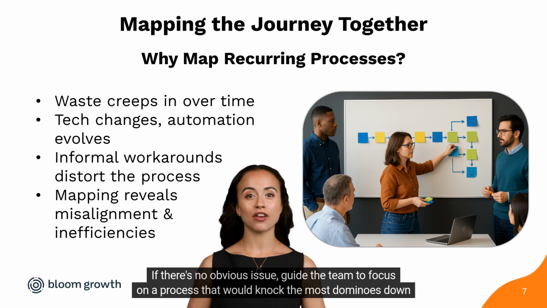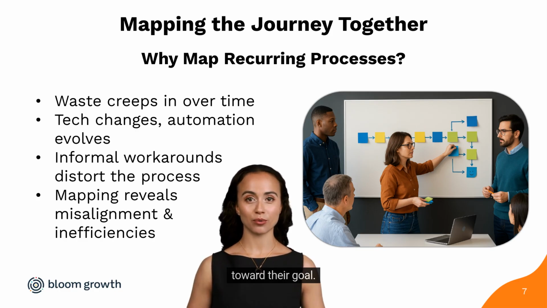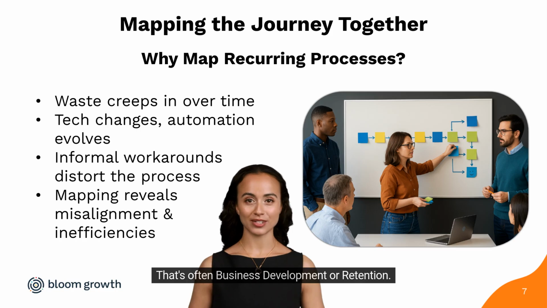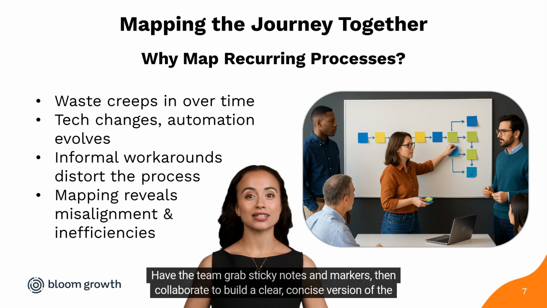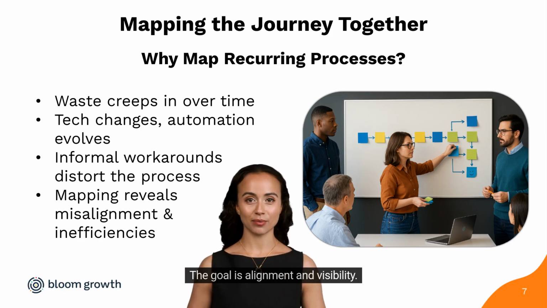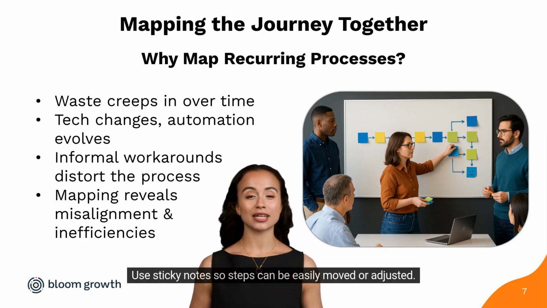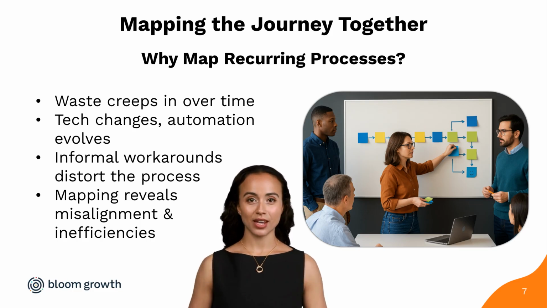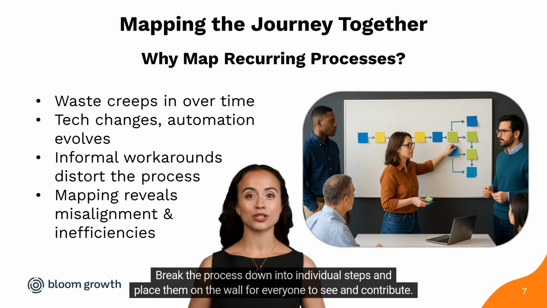If there's no obvious issue, guide the team to focus on a process that would knock the most dominoes down toward their goal. That's often business development or retention. Have the team grab sticky notes and markers, then collaborate to build a clear, concise version of the journey as they understand it. The goal is alignment and visibility. Use sticky notes so steps can be easily moved or adjusted. Break the process down into individual steps and place them on the wall for everyone to see and contribute.